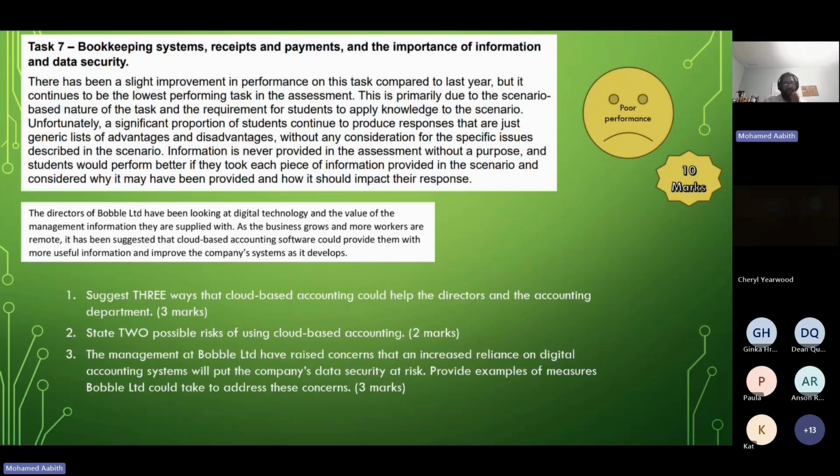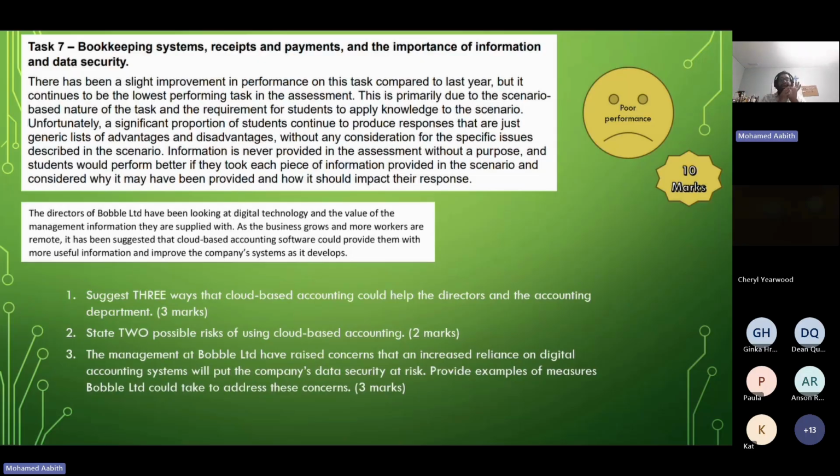Okay, so the third one here: the management of Bobble Limited have raised the concern that an increased reliance on the digital accounting software will put the company's data security at risk. Provide examples of the measures Bobble Limited can take to address these concerns. So straight away, we're going to talk about this company. They have to make sure they have a secure computer system by having antivirus software which is regularly updated. Hire somebody who's specialized in data security within the business so they can oversee the whole process.